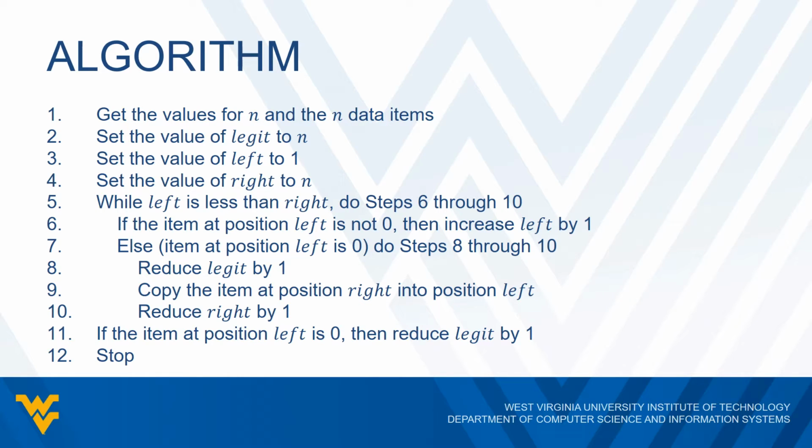And then eventually, if the item at position left is 0, we'll also reduce the value of legit by 1. We have this last step in case we get to the part where both our left and right arrows are at the same spot, and that spot happens to be 0, because in that case we don't have any values to copy into that 0. So we'll just reduce legit by 1, and that way we don't have to worry about that 0.